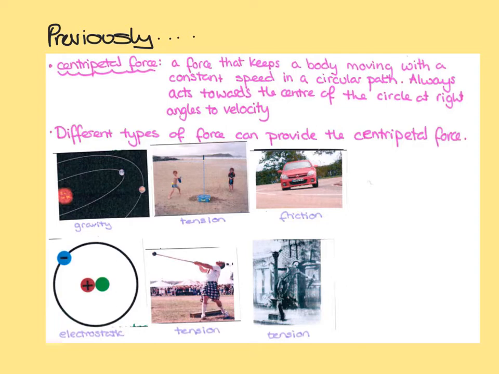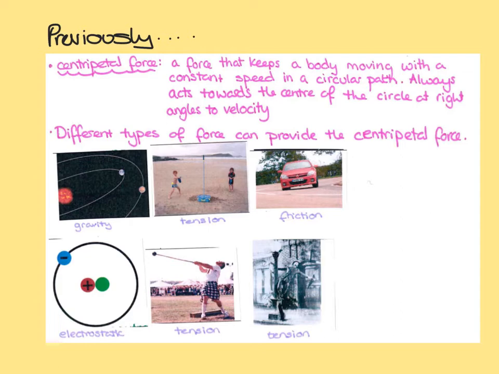So we have briefly seen the concept of circular motion in GCSE, but it was all very qualitative. We looked at the idea that if you've got an object or a body moving with a constant speed in a circular path, because the direction was changing, that meant that the body was accelerating. And if something is accelerating, there's going to need to be an unbalanced force causing that acceleration. And we looked at the idea that the force is always going to act towards the centre of the circle at right angles to the velocity.